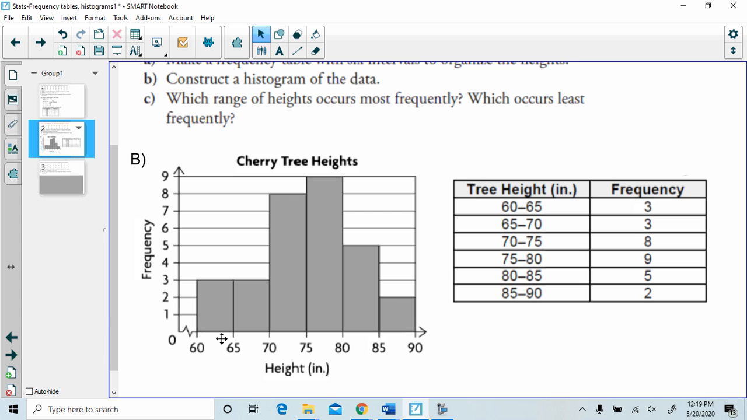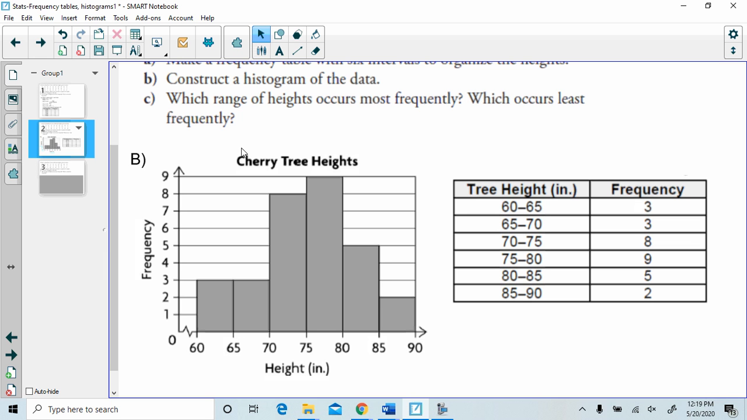Then you can see the intervals on the bottom. There are 6 bars, which coincide with 6 intervals. We can see the interval size is consistent. We're going by 5s on the bottom, just like we did in the chart. Then we just compare the bar height. From 60 to 65, 3, so that's shown here with a height of 3, all the way over to 85 to 90 with a frequency of 2. So that's been created there. The little squiggle on the bottom just means you've skipped all the values previous to 60 to get to that point.